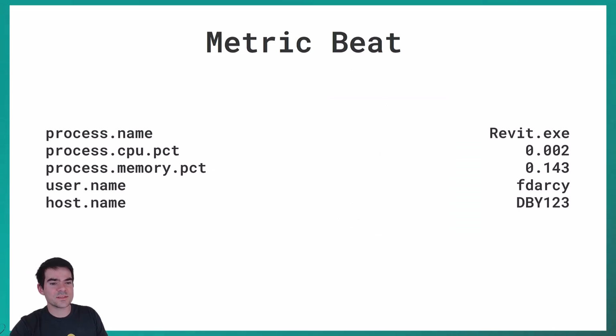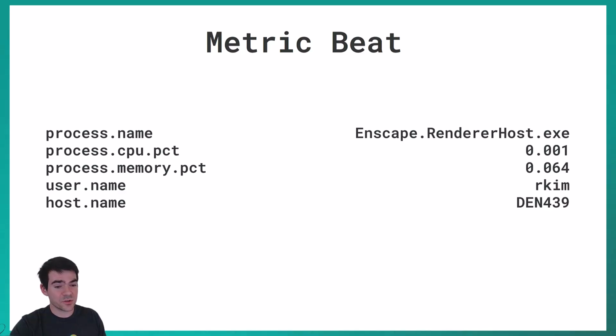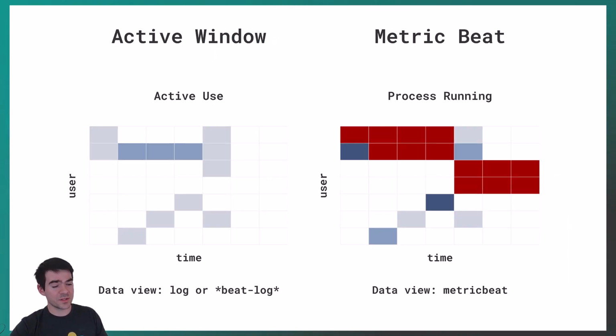So if we're in Revit, this is an example of what that information might look like. It's collecting that the process name is revit.exe, along with values related to the CPU percentage and memory percentage of that process. We can get similar information from Rhino, Photoshop, Bluebeam, Enscape, or any process or executable that's running in your computer.